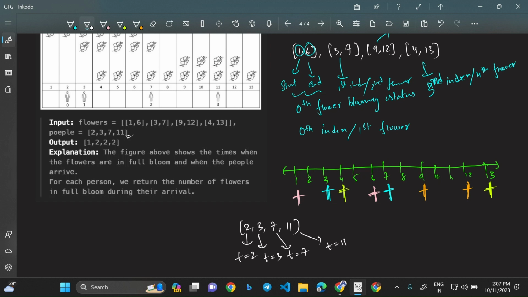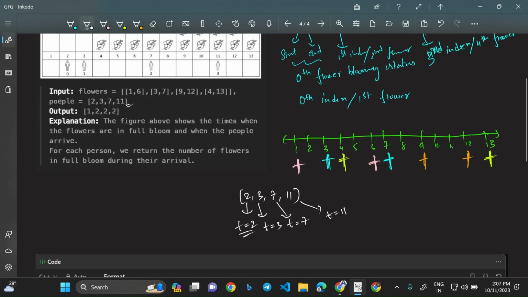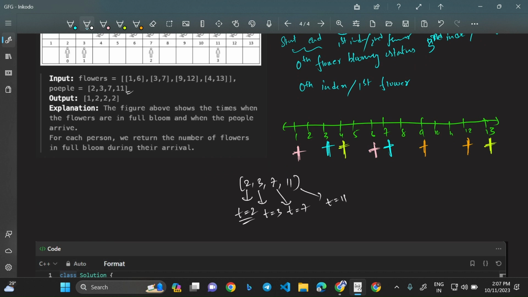So a person visits the flowers at t equal to 2 seconds. Let us see how many flowers were in the blooming stage at t equal to 2 seconds. So this is t equal to 2. How many flowers are in the blooming section? There is only one flower, only this one. There is no other color to the left of 2, so only one flower is in the blooming stage. So the output would be 1 for the first point, that is t equal to 2.